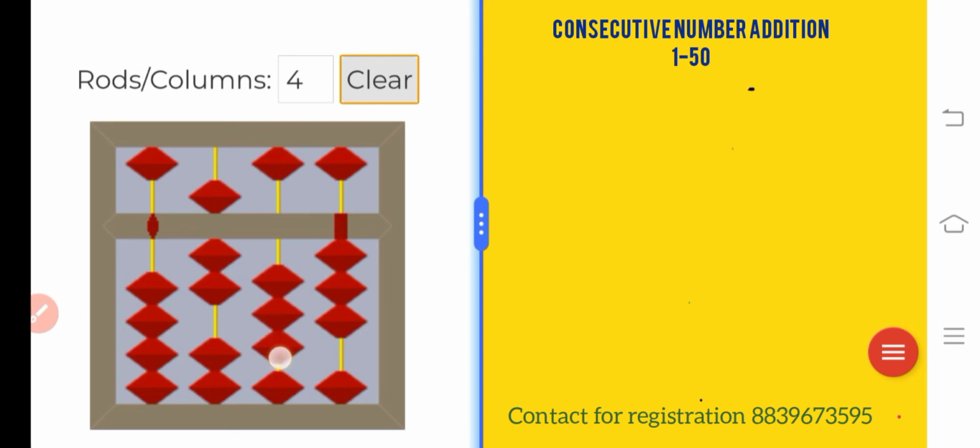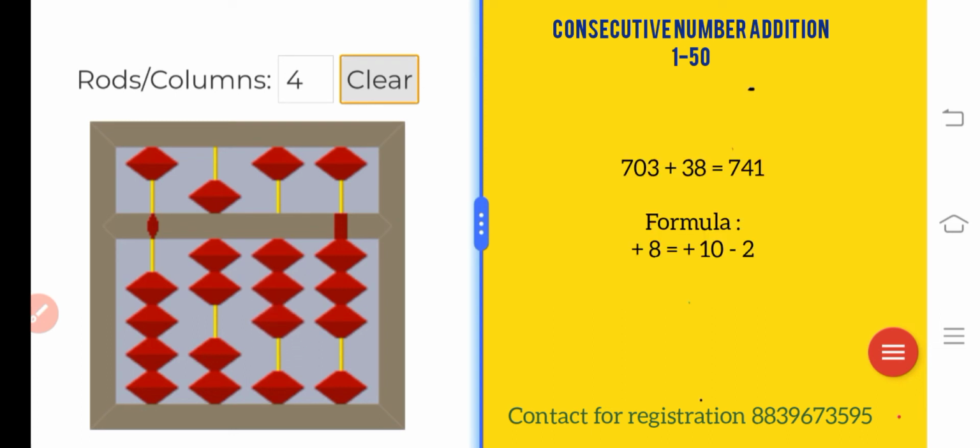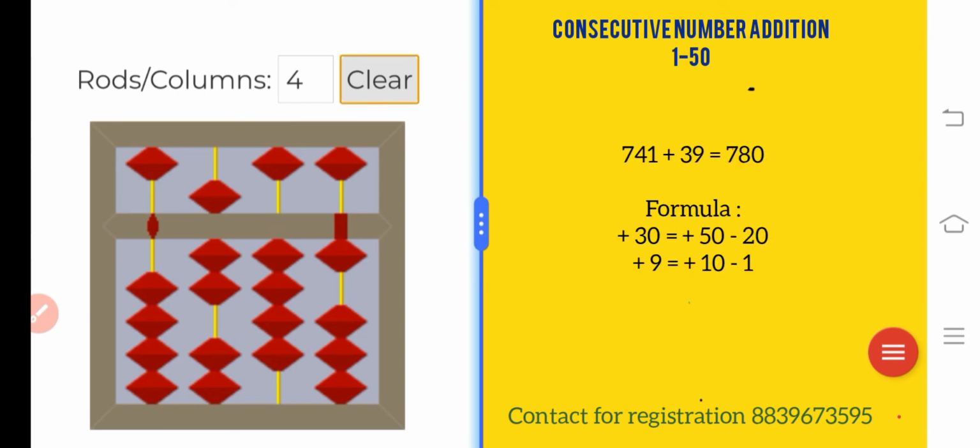For adding 38, we will add 30 in the tens place, and for 8 we will add plus 10 and friend of 8 is 2. So we will subtract here 2. We get the answer 741. And for adding 39, first we add 30, that is plus 50 minus 20, and for 9 plus 10 and minus 1.